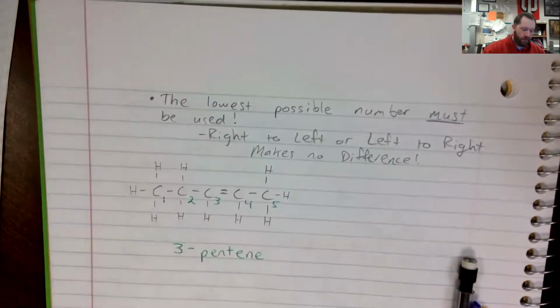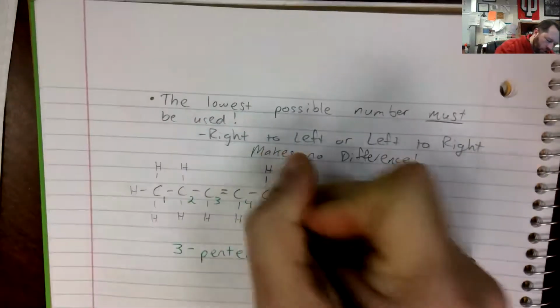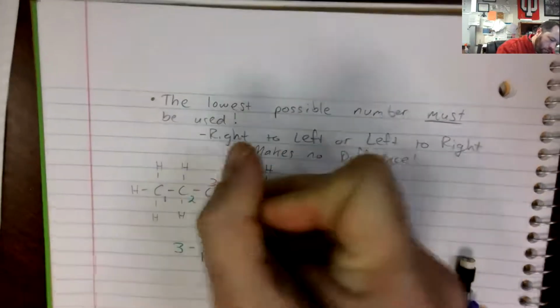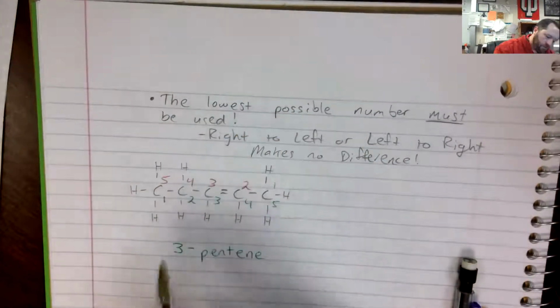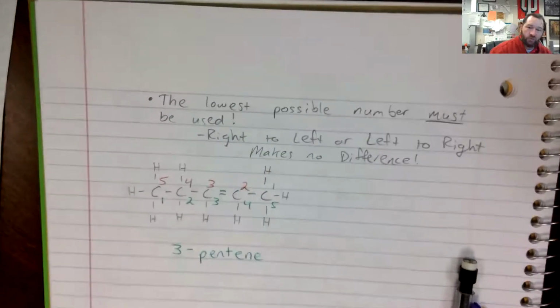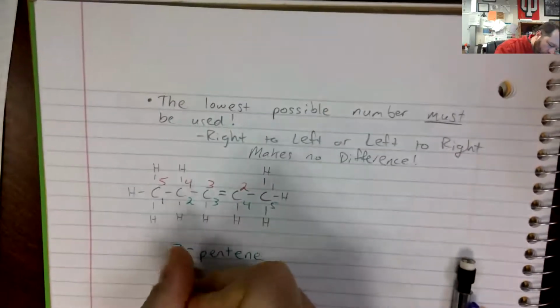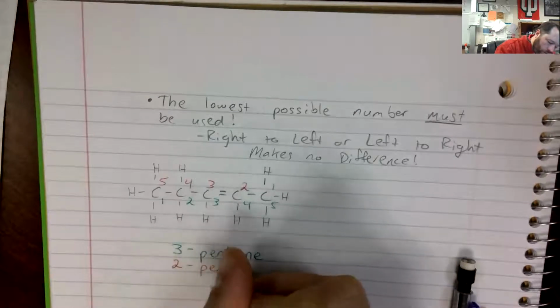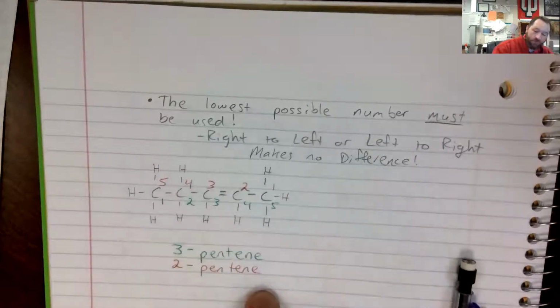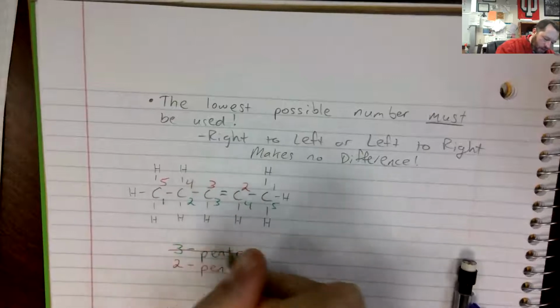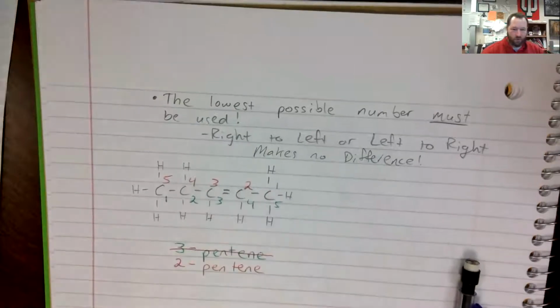The problem with that, though, is that we could come back right to left and number it this way. And if we do, now the double bond starts on the 2nd carbon. 2 is lower than 3, so guess what? 2-pentene is the correct name of this molecule.